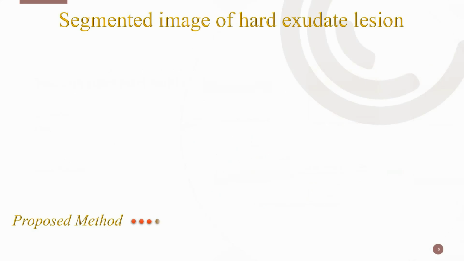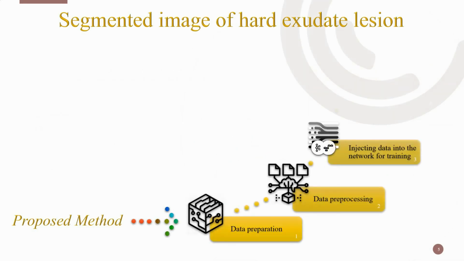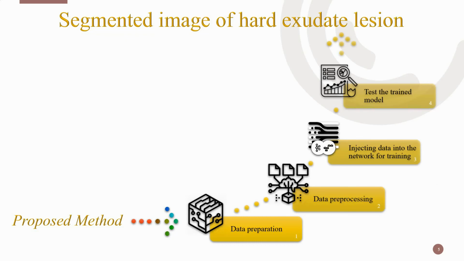Proposed method. We have focused on hard exudate lesions to do this. We used the developed BCDU-Net convolutional network for image segmentation. Step by step: data preparation, data preprocessing, injecting data into the network for training, then testing the trained models. As following, this method results in a segmented image of the hard exudate lesion.